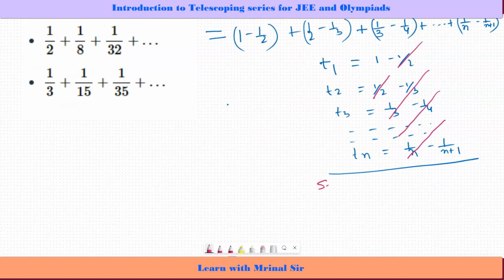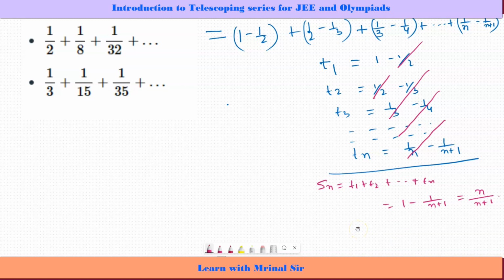So Sn is going to be equal to T1 plus T2 up to Tn. This is 1 minus 1 by n plus 1. The sum of the series is n by n plus 1 only. Okay, so many terms are there, and it is reduced to this simplest one, n by n plus 1. Today's class, I have promised that we will be discussing only simple problems on it.